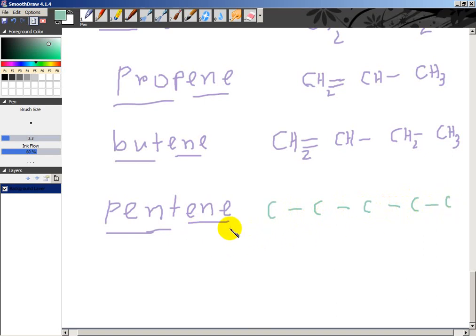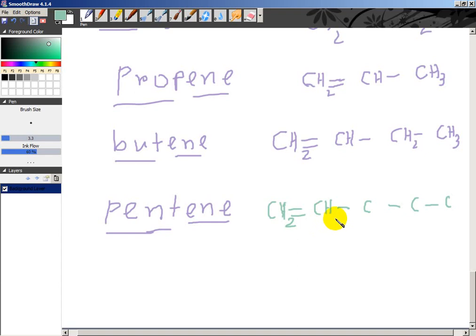It is an alkene, so I should give one double bond. Here I give it there. This carbon has two bonds, so two more bonds are needed; these will form with hydrogen, so two hydrogens here. This carbon has three bonds already, so one bond will form with hydrogen.